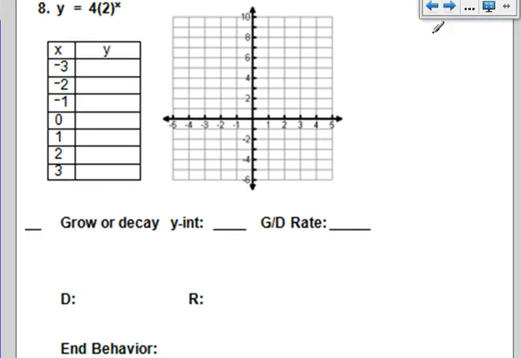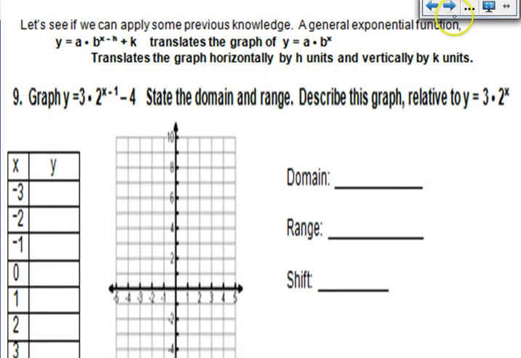Okay, this next graph, I'm actually going to skip, I hope you don't mind, but it's going to be the same stuff. And if you're curious, this is going to be a growth. It's going to have a y-intercept of 4. It's going to go up like this, and the growth rate, excuse me, is a 2. Domain and range are going to be very similar, and end behavior is very similar to our previous problems. So I'm skipping ahead for the sake of time.